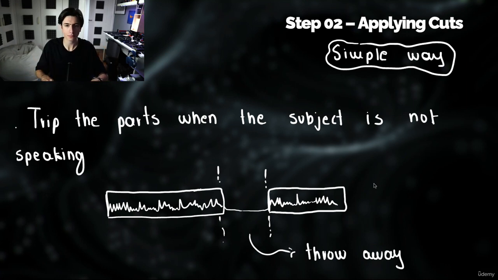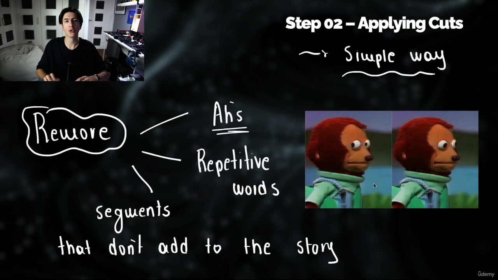So we throw away this part, these get connected together, and this is a very simple way to apply basic cuts to your A-roll. Obviously, we also remove repetitive words, and we remove segments that don't add much to the story. If the subject is just circulating around the same concept, you can remove it through editing. This is why we edit. In general, any awkward things we just remove from the A-roll.